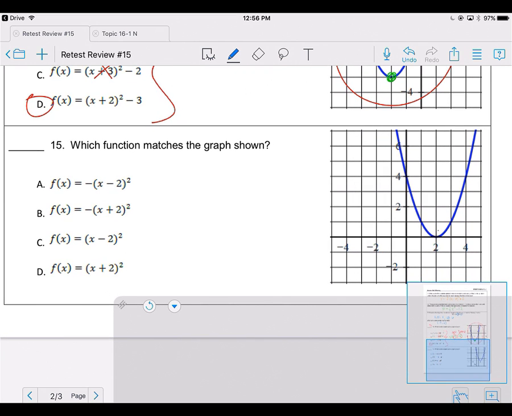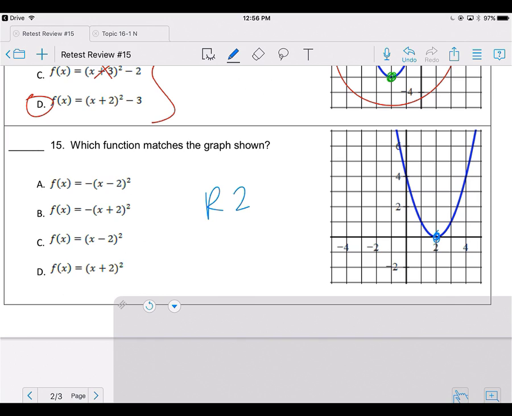15 asks which matches this graph. So this one goes to the right too. I know that to the right needs a minus sign because it's always the opposite for the right. And I know that A is showing that it reflects, but this does not reflect, so C would be my correct answer. Again, if you're not sure, if it's multiple choice, you can plug those answers into y equals and see which one matches the graph.